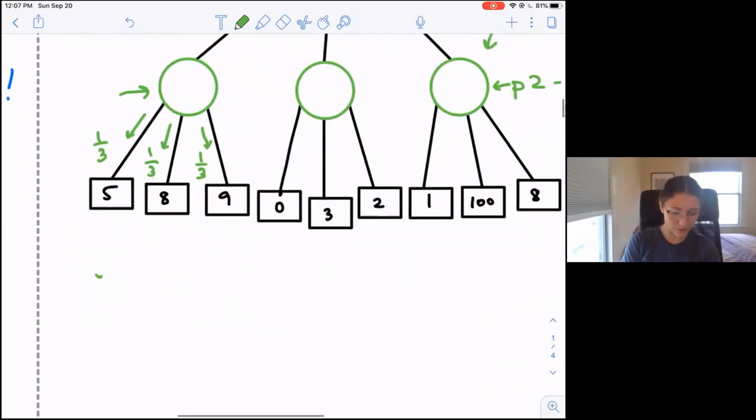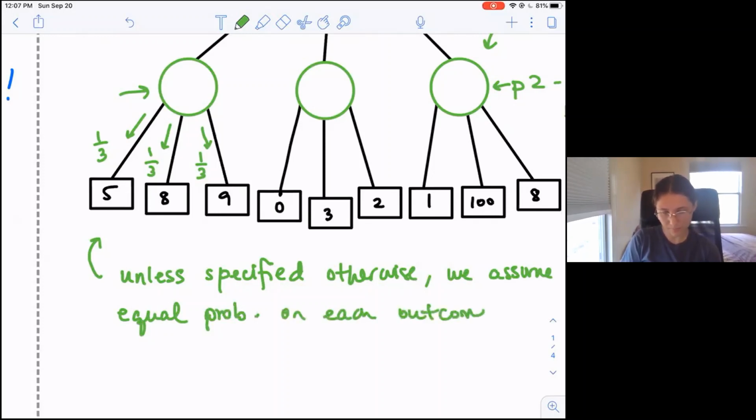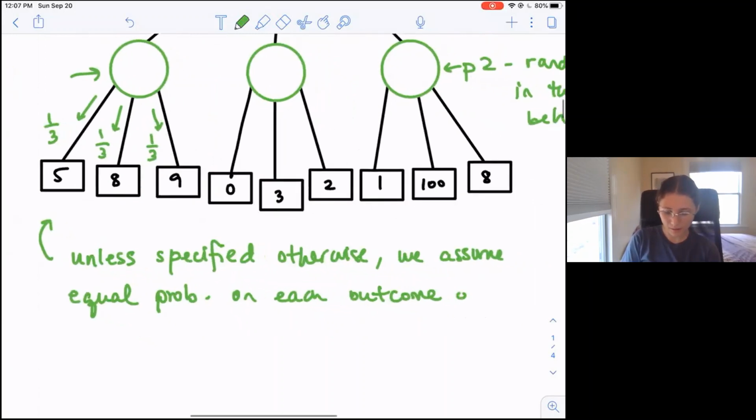So I'm just going to make a note here: unless specified otherwise, we assume equal probability on each outcome of a chance node.